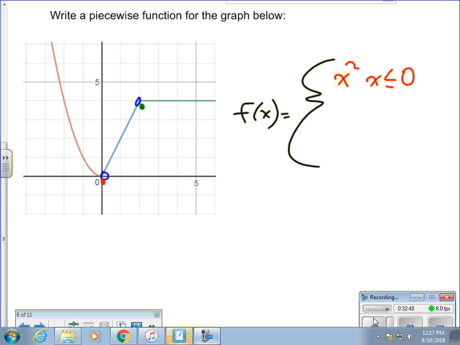The domain that goes with that: x is less than or equal to 0. Because I put in the dot down there, the red one's filled in, the blue one's not. Okay, the blue line is 2x. Because the y-intercept is 0, it's got a slope of 2. 2x, it's linear, and x goes from 0 to 2, non-inclusive, which means that it's open-ended. And then last but not least, that's 4 when x is greater than or equal to 2.